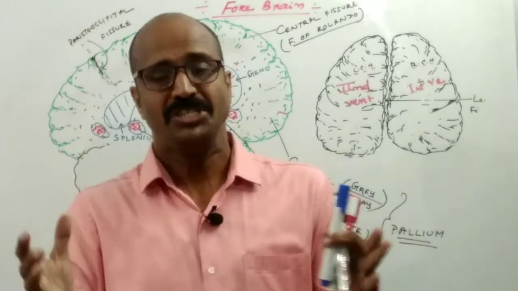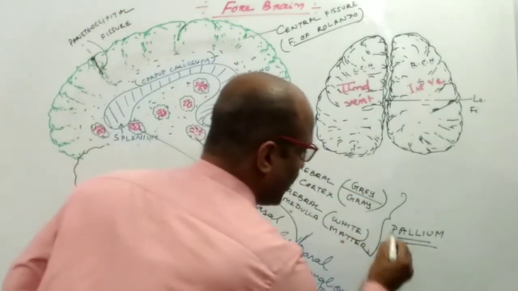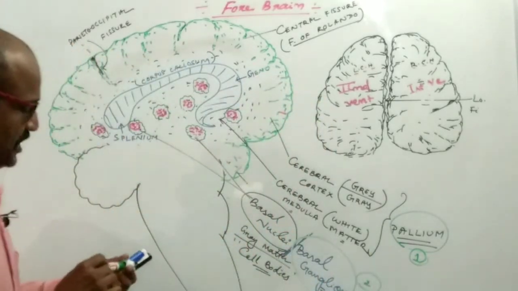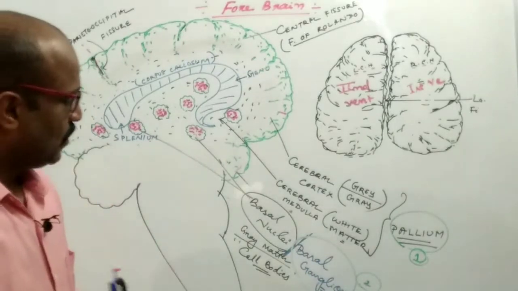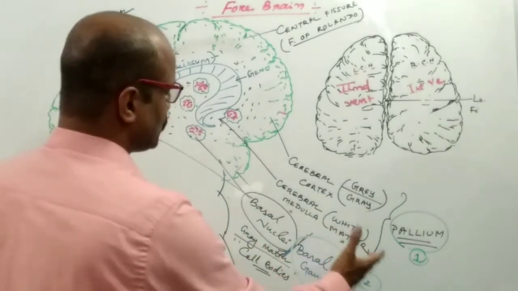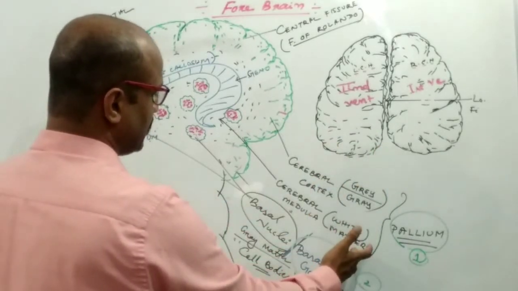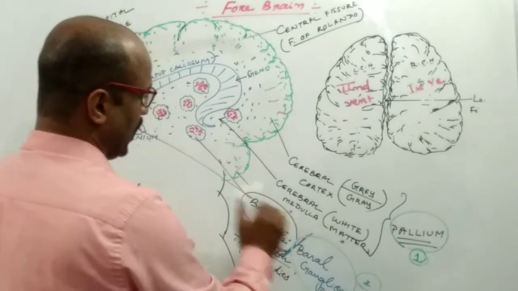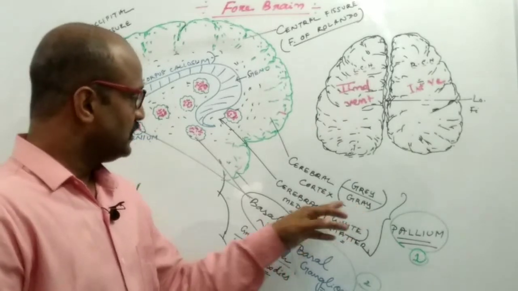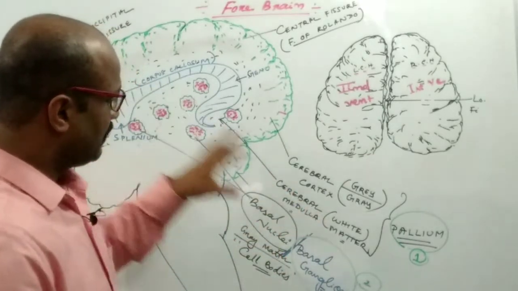So cerebrum is made up of two parts, one is the pallium and another is the basal ganglion. Pallium has two regions, the outer cortex made up of the gray matter and the inner white matter, which is known as the cerebral medulla. The cortex is gray in color because there is no myelinated neuron, but the inner portion of the brain is white in color because there are myelinated neurons.